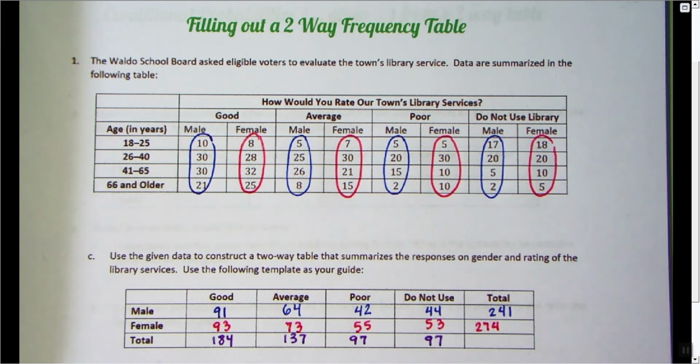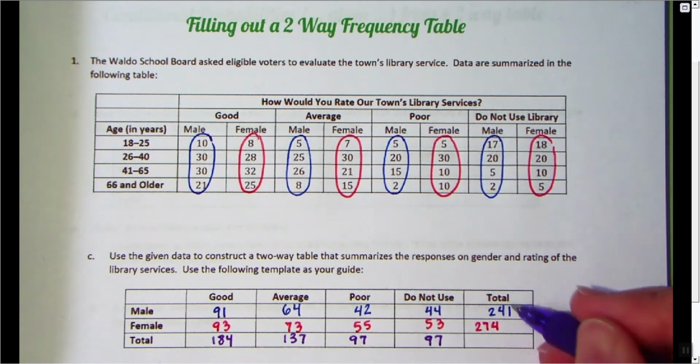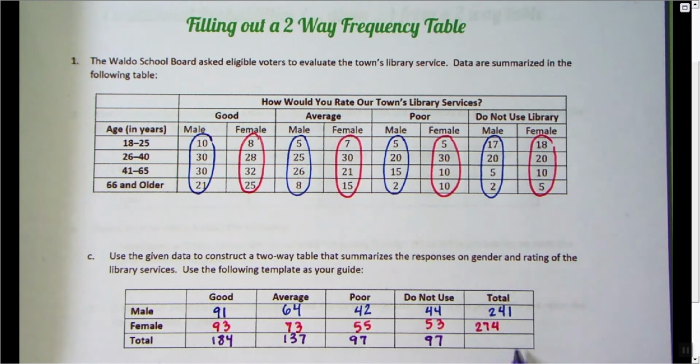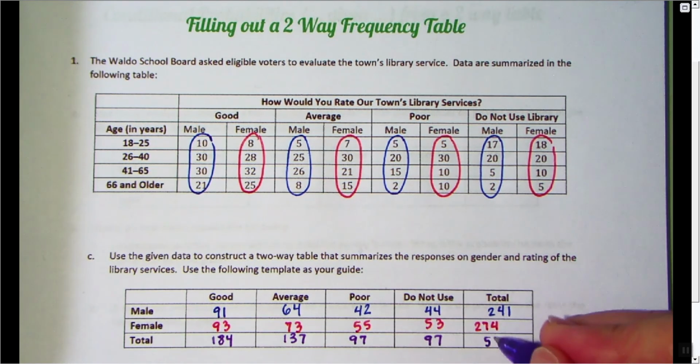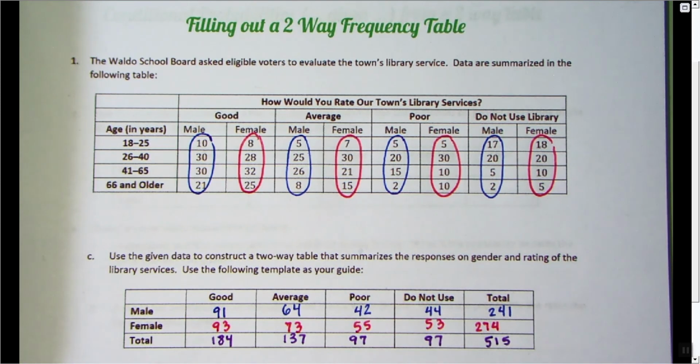Now, one thing I like to do for these two-way tables is to add up my totals on both of the margins, they're called margins, on both the totals on both the rows and the columns. If you add these both up, you get 515 both times, and that's a check. If you get a different number, you made a mistake somewhere. Okay, that is filling out a two-way frequency table.